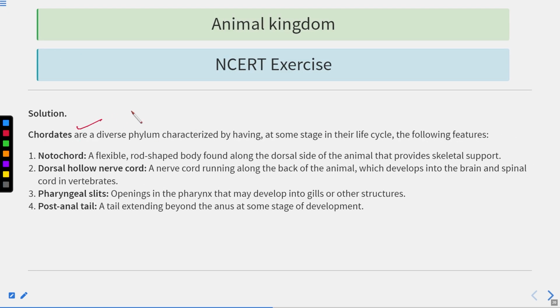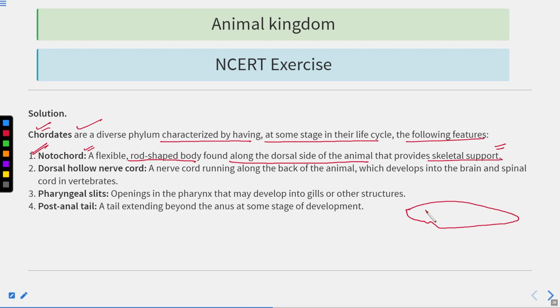Now, the chordates are a diverse phylum characterized by having, at some stage in their life cycle, the following features. So chordates have these features in their life cycle. The first very important thing is the notochord, a flexible rod-shaped body found along the dorsal side of the animal that provides skeletal support. Right, so this is the notochord. They have a rod-shaped body found along the dorsal side. So if this is any organism, then the notochord is present like this.